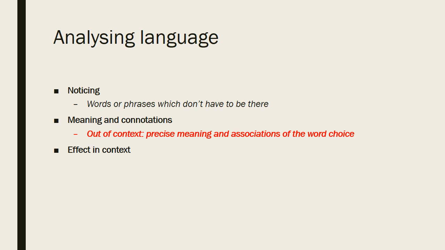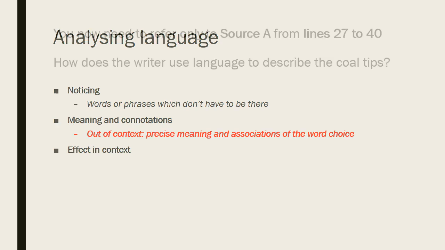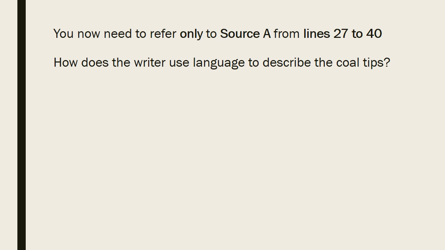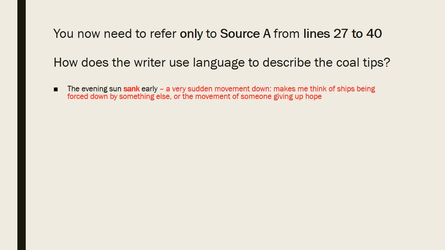Let's take some of those phrases we just looked at. Let's start with the evening sun. The evening sun sank early. Now I focused in on the word sank. So what's the meaning of the verb to sink? Well, precisely, it's a very sudden movement down. If you think about it, I always think of using my hand, sinking down. It seems to be a very sudden movement to me along those lines.